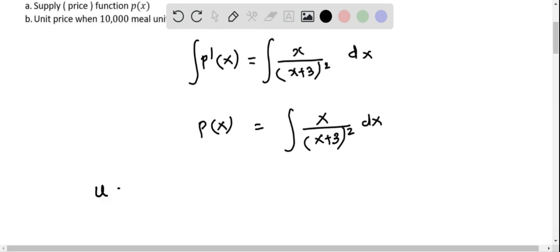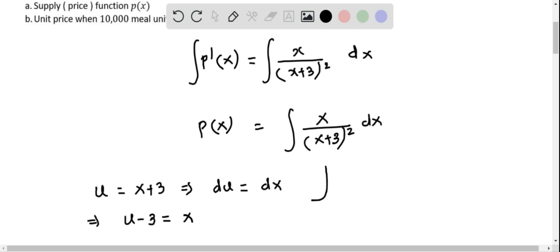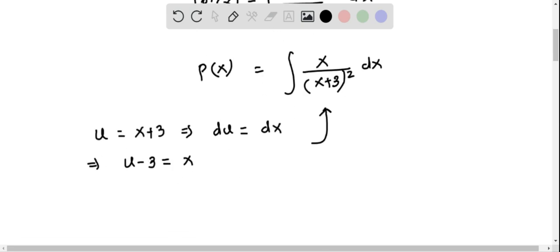So I'm going to make the substitution u equals x plus 3. And this implies I can take differentials on both sides, so I get du equals dx. And this also implies I can solve for x when I subtract 3 on both sides, so u minus 3 equals x. I'm going to make this substitution into this P of x integral, so it will be converted to a u function.